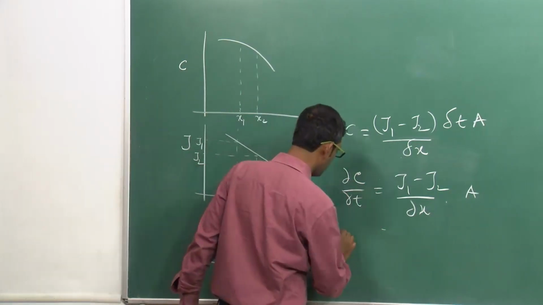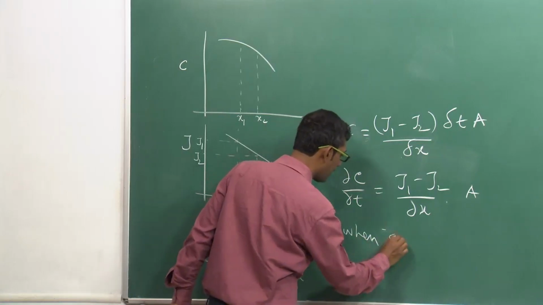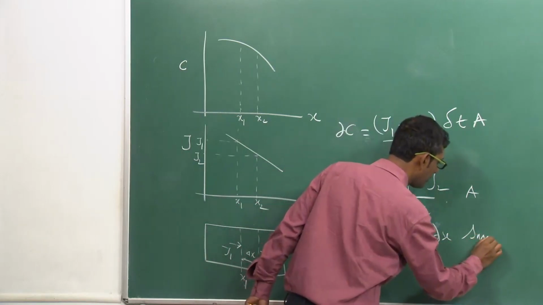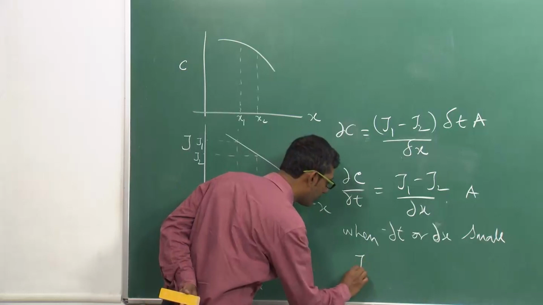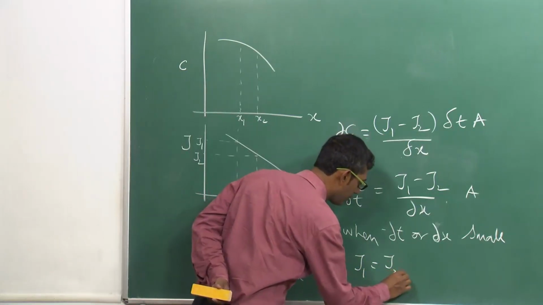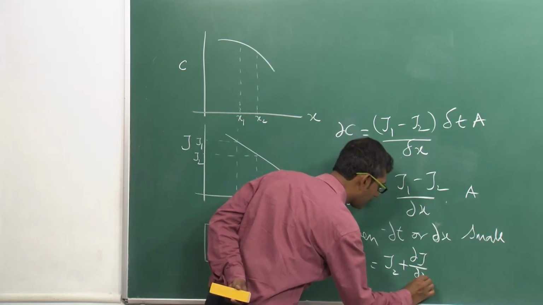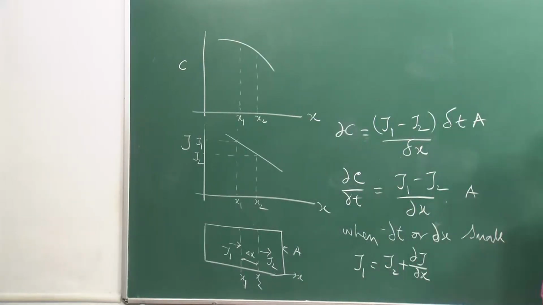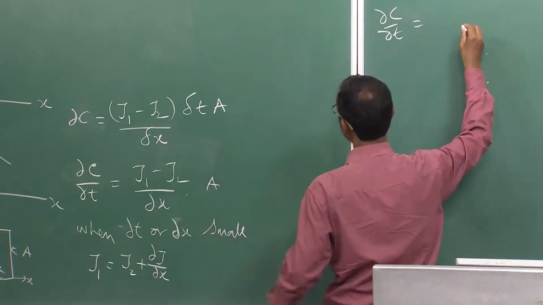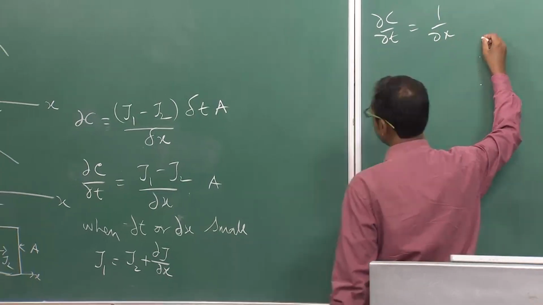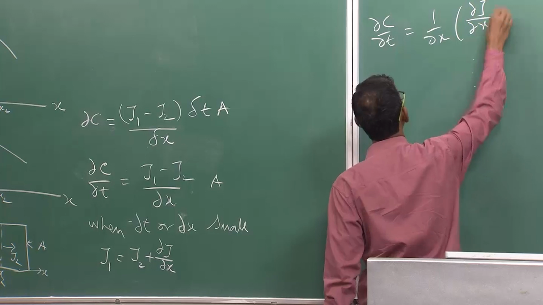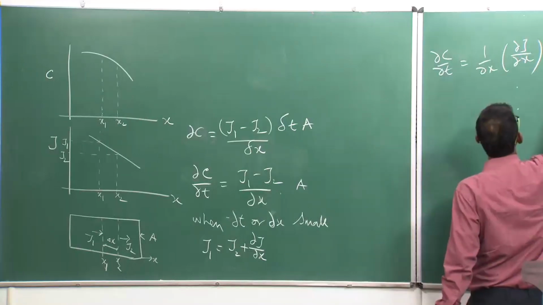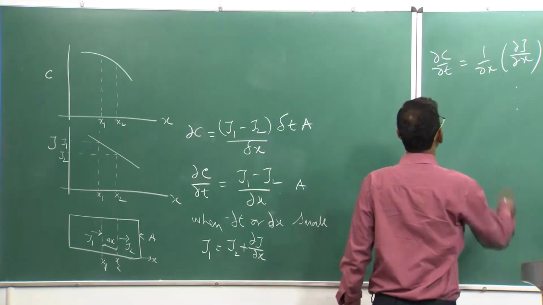We can write down, when del x is very small, principally small, that J1 is equal to J2 plus del J by del x, right. If I take that back here, then we can write del C by del T is equal to 1 by del x multiplied by del J by del x, because J2 will get cancelled, multiplied by area. So, that means what?